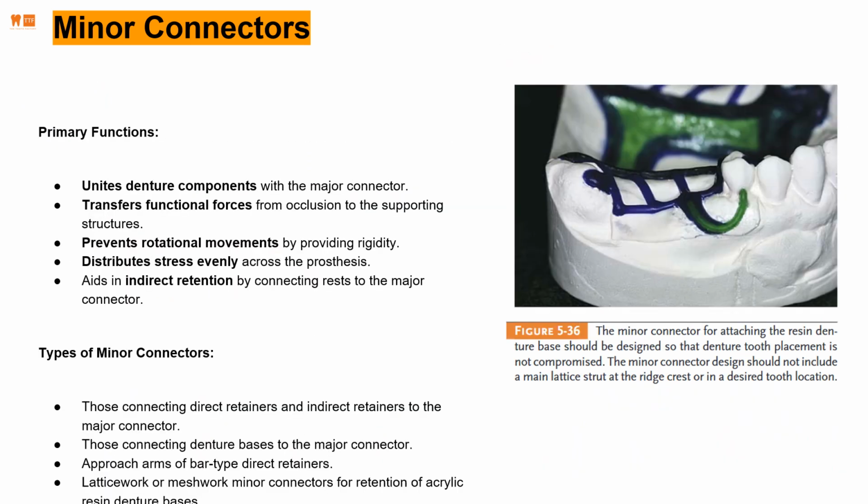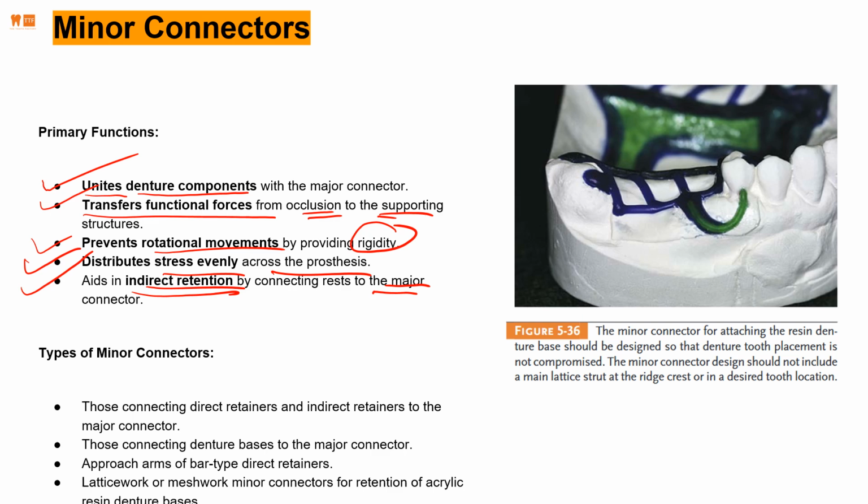So what's the primary function? It unites denture components. Number one, done. Transfers functional forces from occlusion to supporting structures. Its job is to distribute forces. Prevents rotational movements, so rigidity, stability. Distributes stress evenly across the prosthesis, so stress distribution. Aids in indirect retention, so it of course helps by connecting the rest to the major connector. It indirectly retains the denture.